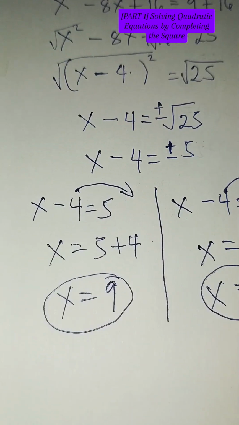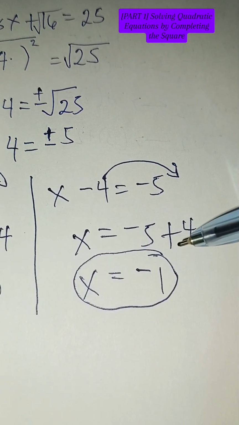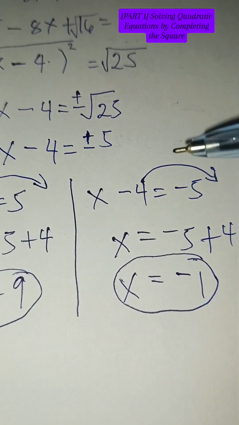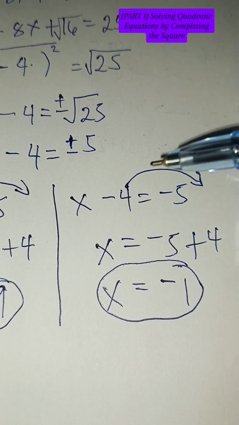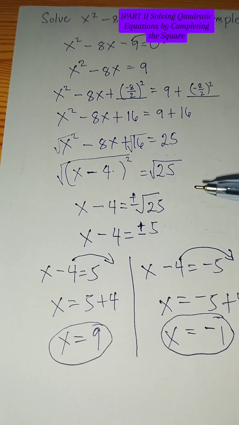So we have two values: x equals 9 and x equals negative 1, using the method of completing the square. Okay?